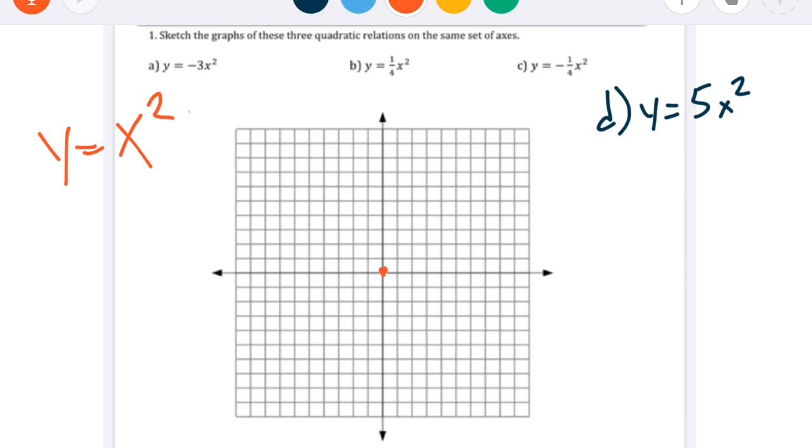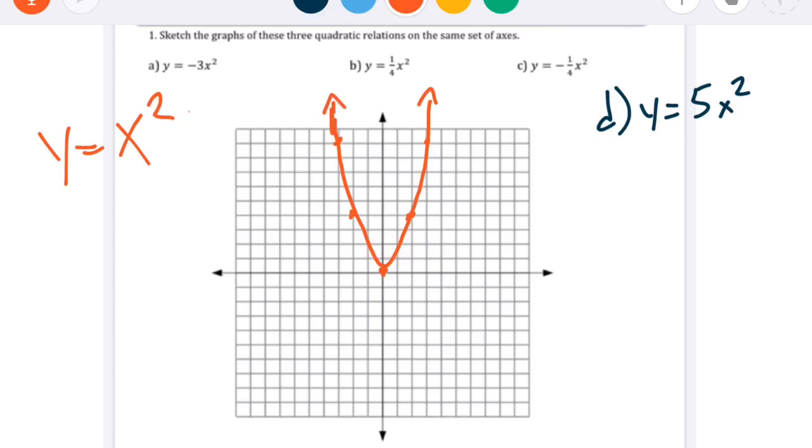So the parent function, if we were to graph that, I know there's going to be a point here on 2, 4, negative 2, 4, and I got that just by thinking to myself, if I plug in 2 for x, 2 squared would be 4, so 2, 4, same thing with negative 2. And then I could go a step further. If I plugged in 3, it would be 9. So this is just a rough sketch of what that parent function is going to look like.